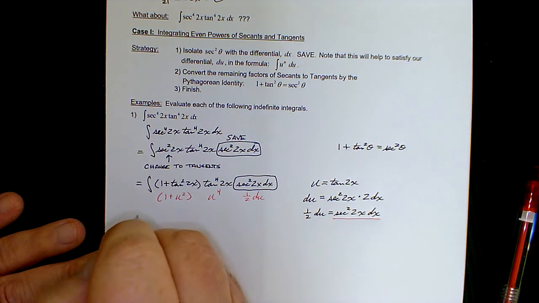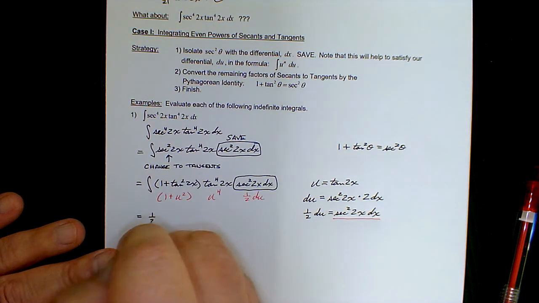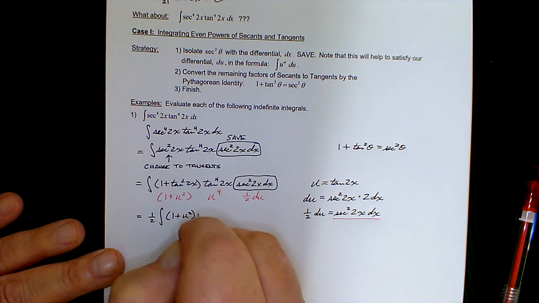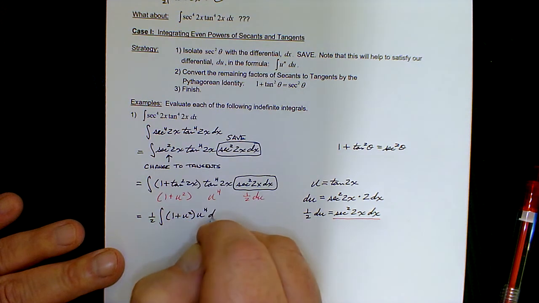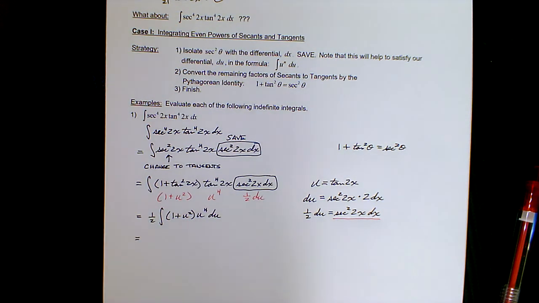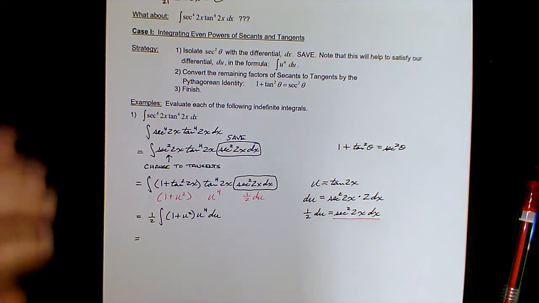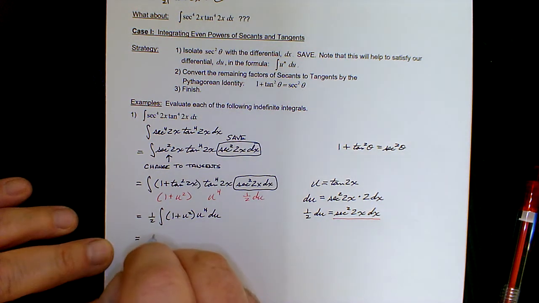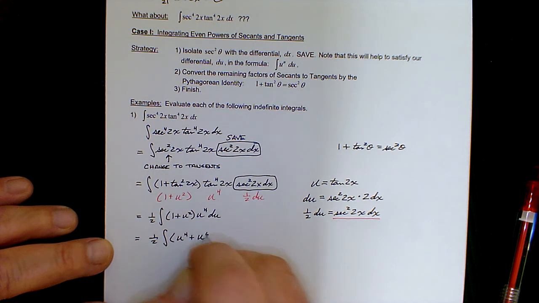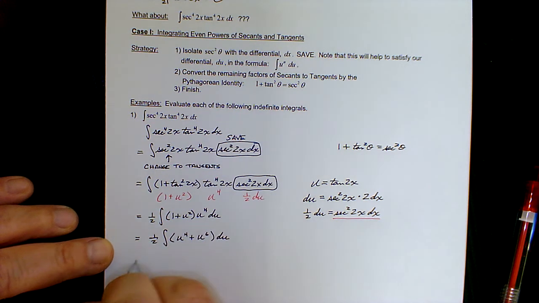So we're ready for the change of variables. We'll bring out the 1/2, integral of (1 plus u squared) u to the fourth, differential du. And remember, once again, you can only integrate a sum or difference of terms that are of the form u to the n. So we distribute the u to the fourth. So we have 1/2 integral of u to the fourth plus u to the sixth, all with respect to u. And now we can integrate.